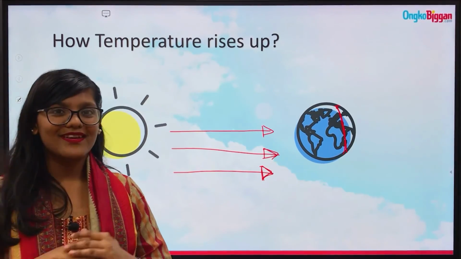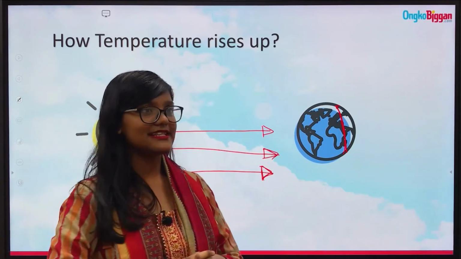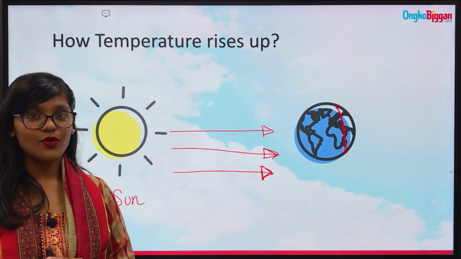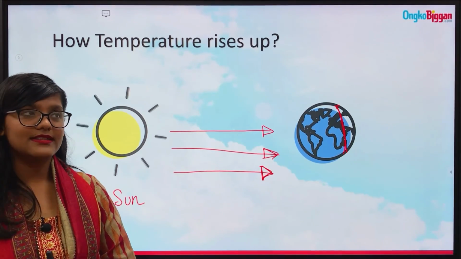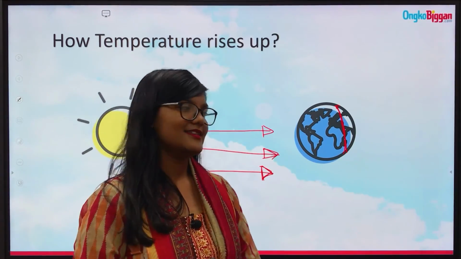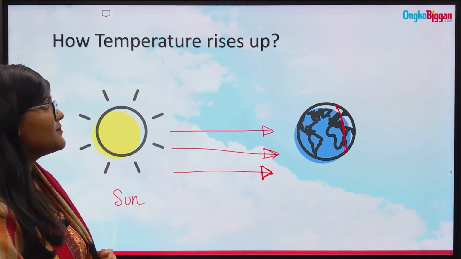So the place where the sun can directly heat up is hotter than the place where the sunlight can't reach directly. So in this way, actually, temperature rises.